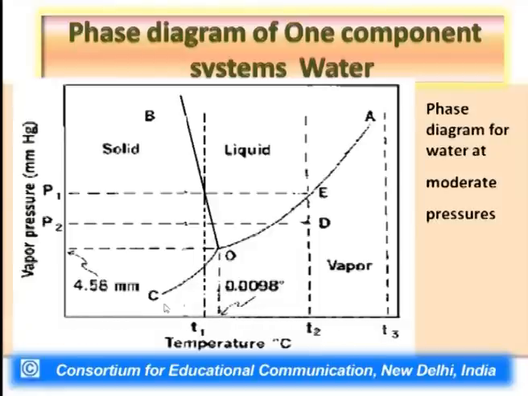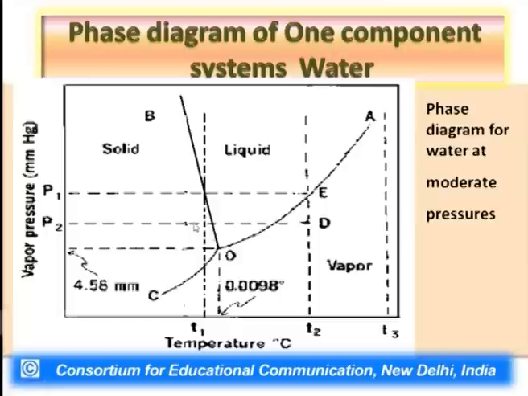Similarly, curve OC represents the locus of all the points, each point on which represents the equilibrium state of the system in which the solid phase and the vapor phase are in equilibrium.